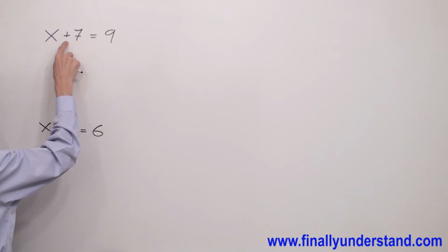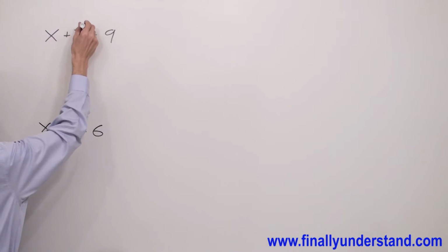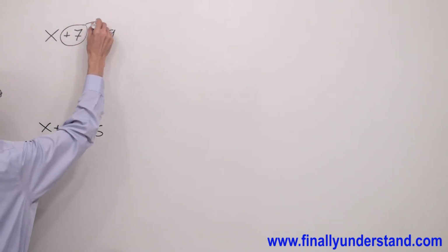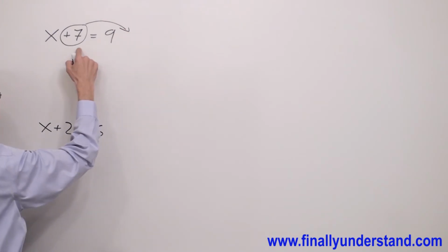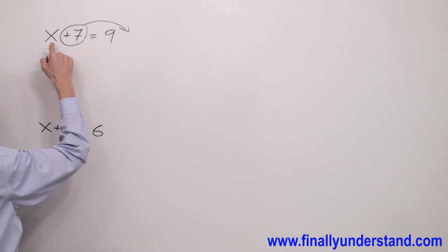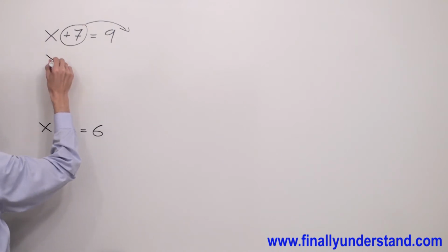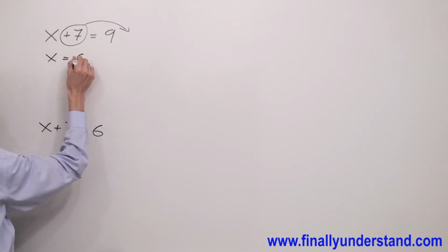Because I have addition, I'm supposed to move this number to the right side, to the other side of the equal sign, in order to make sure that x is going to be alone. That's why I'm going to have x equals 9.